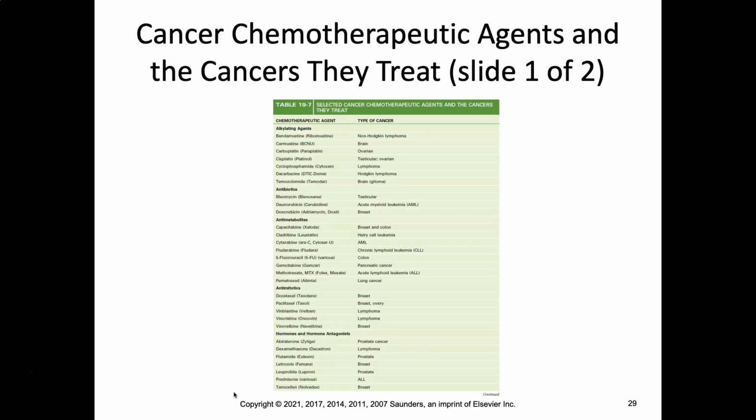So here, this gives you an idea of the type of cancer and the type of chemotherapy drug that might be given, whether it's an antibiotic, whether it's, you may have heard of Taxol for breast or ovarian cancer. You may have heard of Lupron for prostate cancer. You may have heard of cisplatin for ovarian or testicular cancer. Those are all kinds of common ones that you may have heard of.